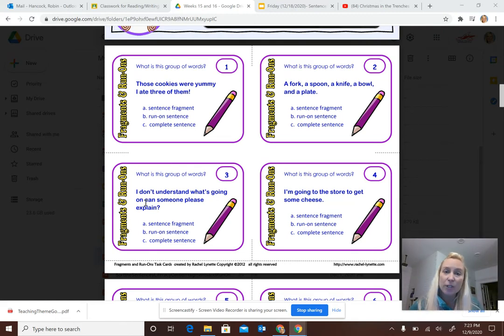Now, again, so is going to work here, but it's not always so. Sometimes it would be comma and or comma because, but right now it would be comma so. I don't understand what's going on, comma so. Can someone please explain? Would be how I would fix that sentence. But right now, number three is a run on because you've got one thought running into the next with no punctuation in between to separate them.